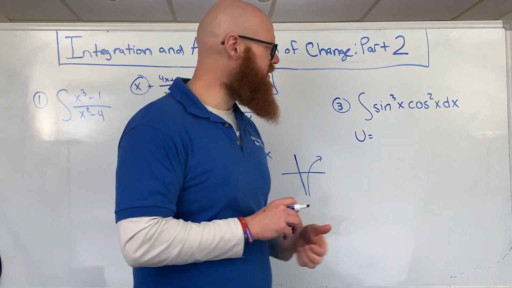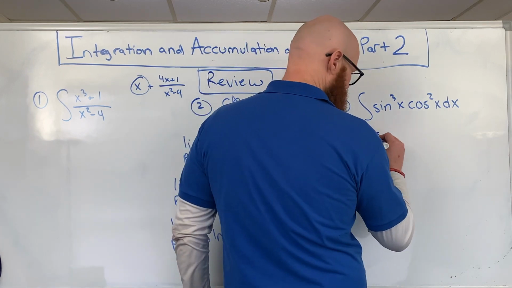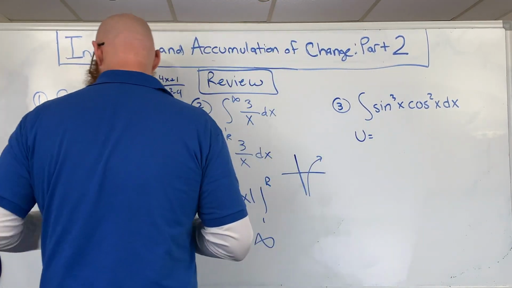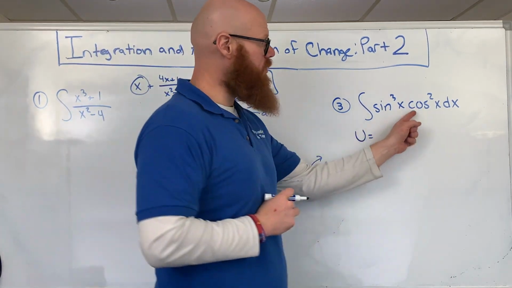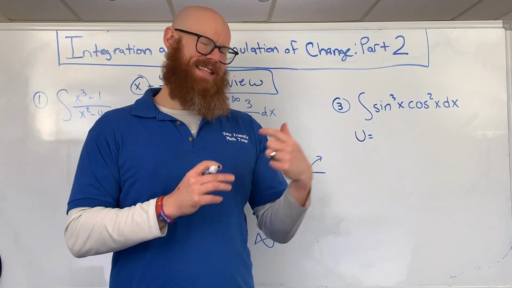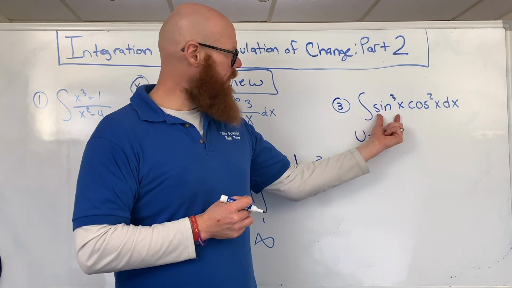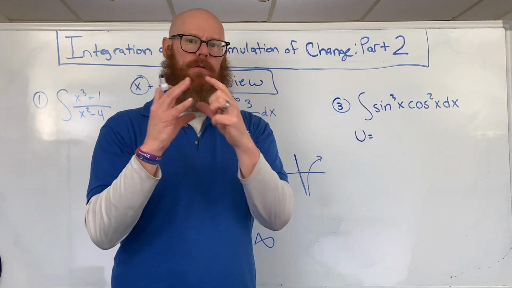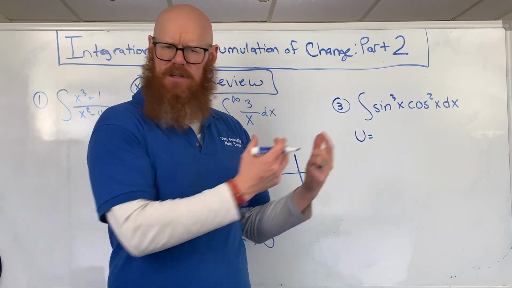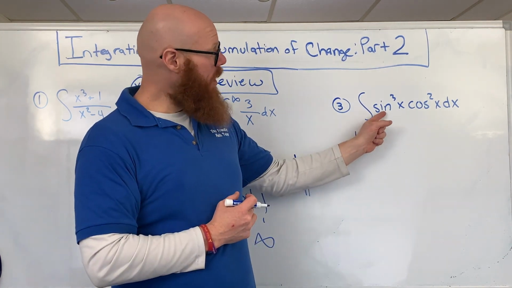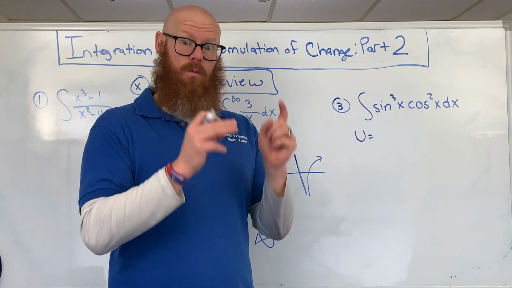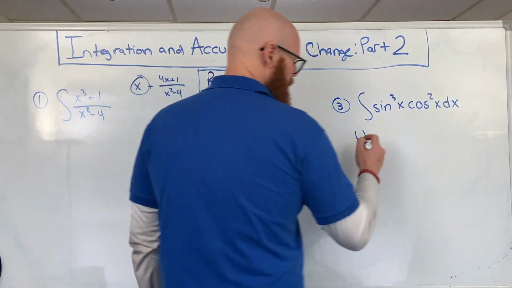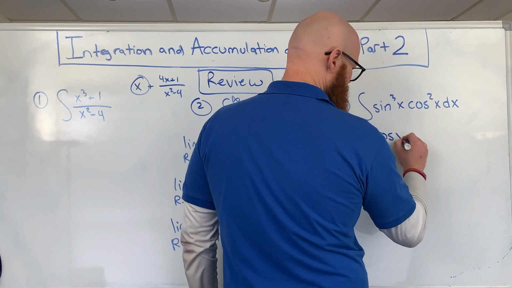But if I make u cosine, the derivative of cosine is negative sine, and one of these sines can go over with the dx to be part of the du. If this doesn't make sense, you'll see when I do it. Then I'll have a sine squared left, and that sine squared I will be able to get rid of using a trig identity. So I am going to make u cosine x.